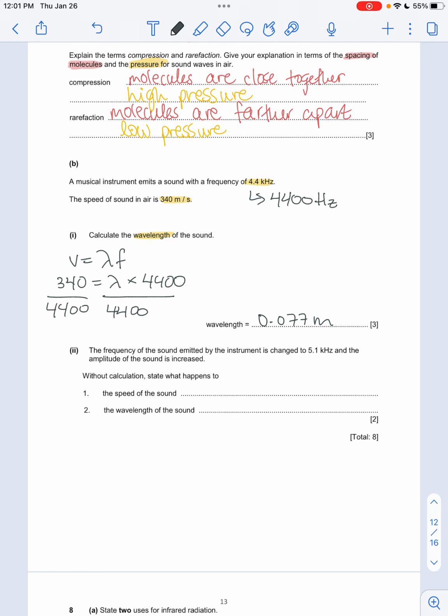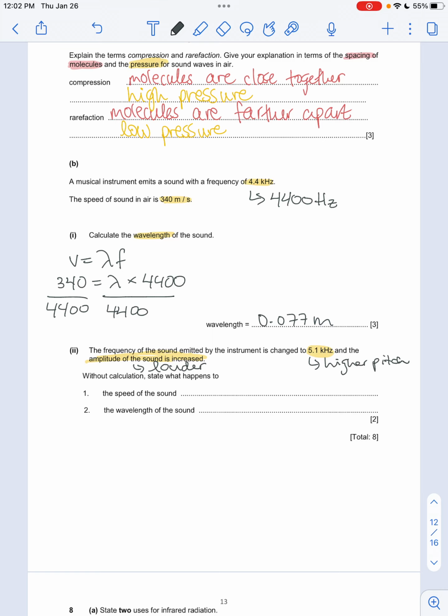And then we have this same instrument. Initially, it was at 4.4 kilohertz. Now it's at 5.1 kilohertz, so that means that our frequency increased. If the frequency increased, that means it's now playing a higher pitch. And the amplitude of the sound increased, so that means it is louder. These are just notes I'm making for myself as I'm reading the question. I don't actually know the question yet, but this is just what happened. You need to understand what happened.